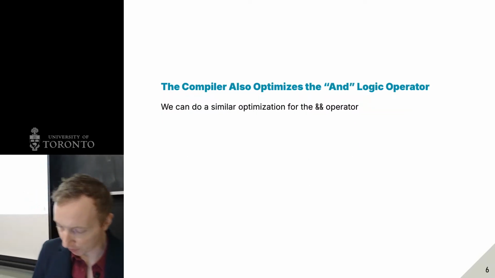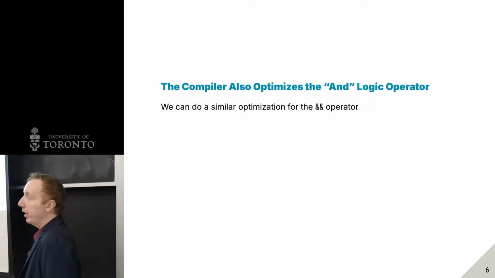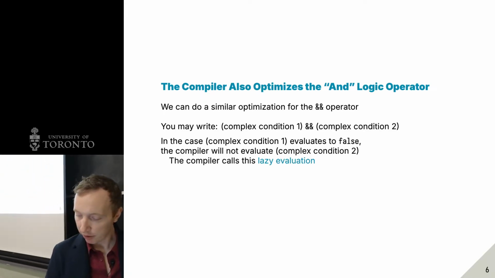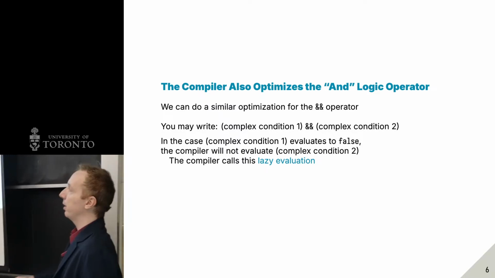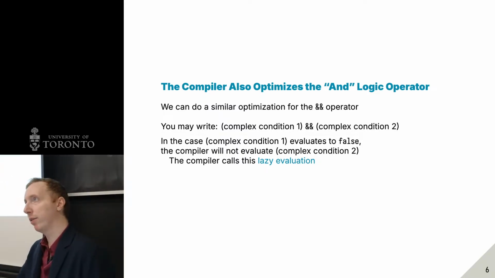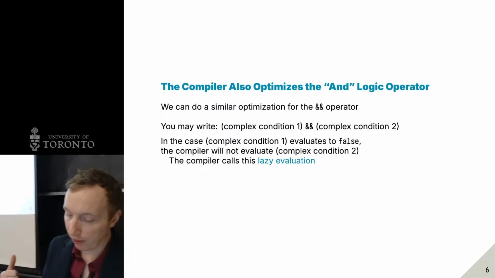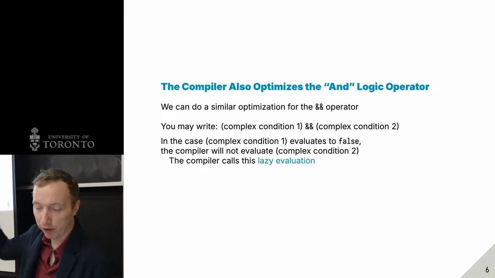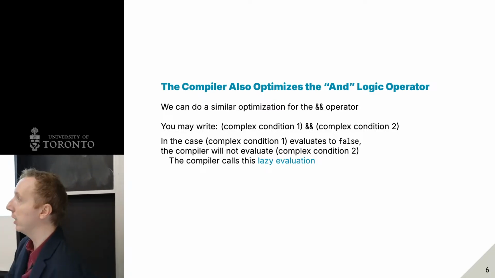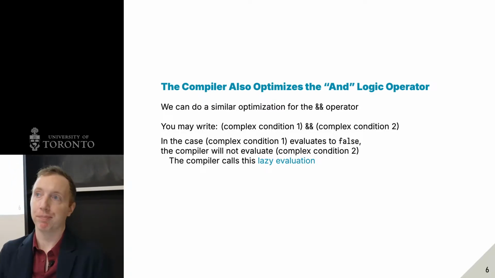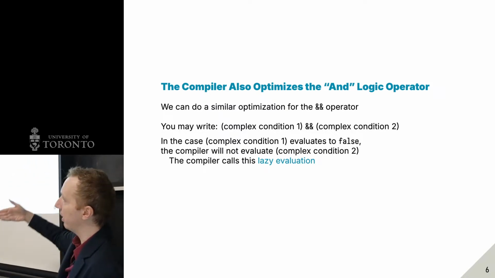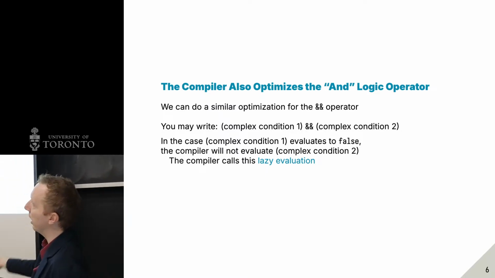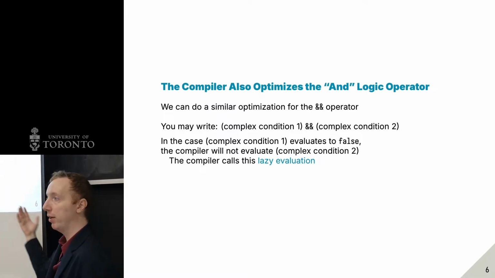All right. So the flip side is also true. The compiler also optimizes that AND logic operator. So if I do the same thing, I write some complicated condition 1 AND some complicated condition 2, then in the case that the left-hand side evaluates to false, the compiler, again, will not evaluate the right-hand side, because it doesn't matter, right? If the left-hand side is false, the whole thing has to be false, because an AND can only be true if both sides are true.